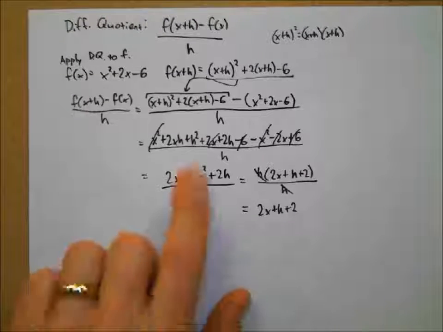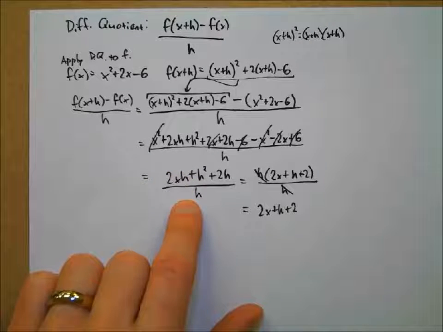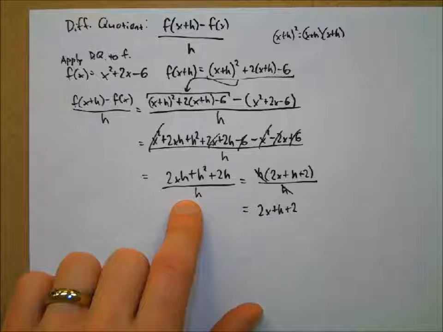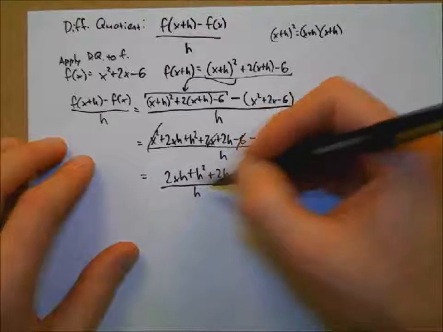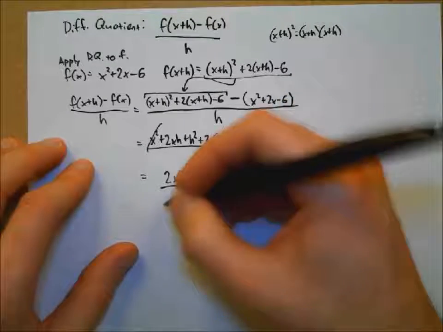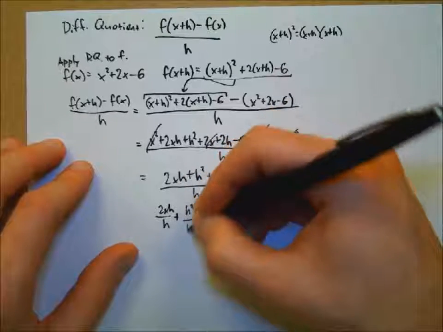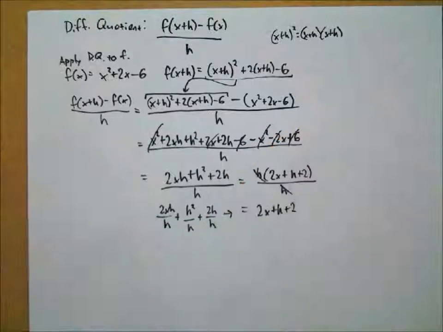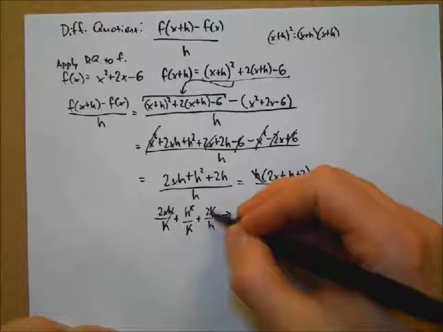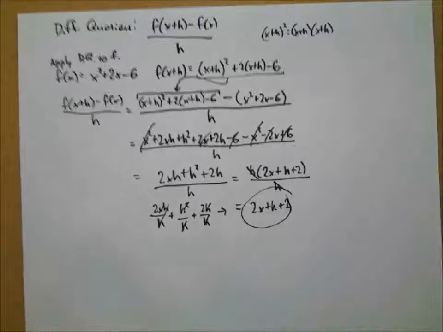Did anyone think of simplifying that in a different way? Okay, Ramike? Crossing out each h on the top with the h on the bottom. Yeah, so what we can do here, remember for fractions, you can break the numerator up over addition. So we can rewrite these as 2xh over h plus h squared over h plus 2h over h, and then it'll still simplify to that as well. Like Ramike said, the h's will cancel there. One h will cancel with that, and that h and that h cancel. So you get the 2x, h, and then 2.